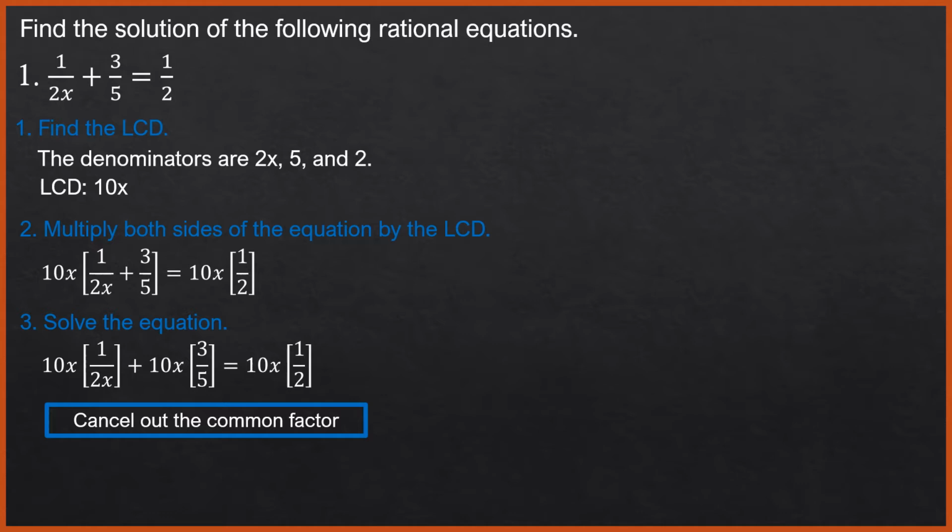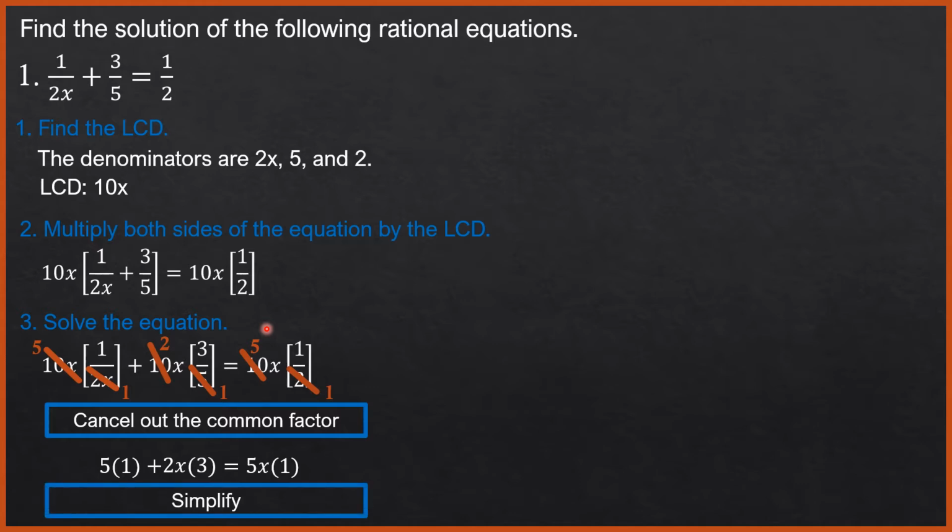Then let us cancel out the common factor. In our first term, 10x times 1 over 2x, our common factor is 2x. So therefore, if we are going to cancel out 2x, we will get 5 times 1. For the second term, 10x times 3 fifths, our common factor is 5. If we are going to cancel it out, our answer will be 2x times 3. Then for our last term, which is 10x times 1 half, our common factor is 2. And if we are going to cancel out 2, our answer will be 5x times 1.